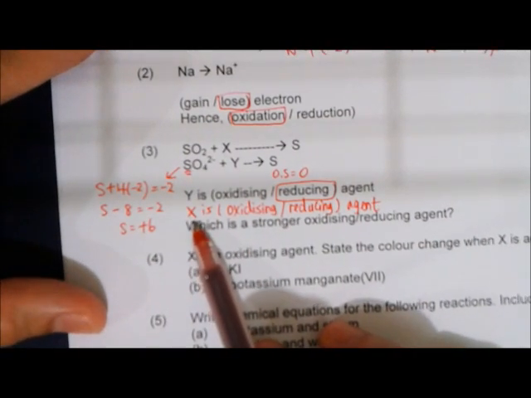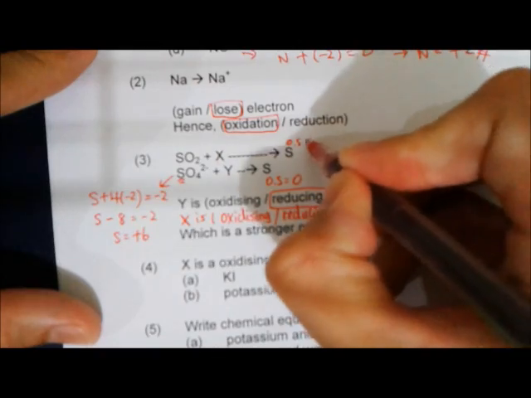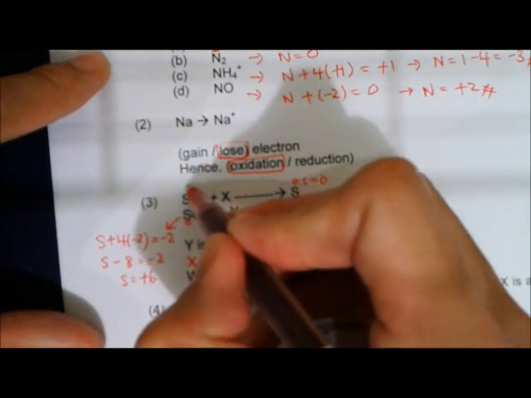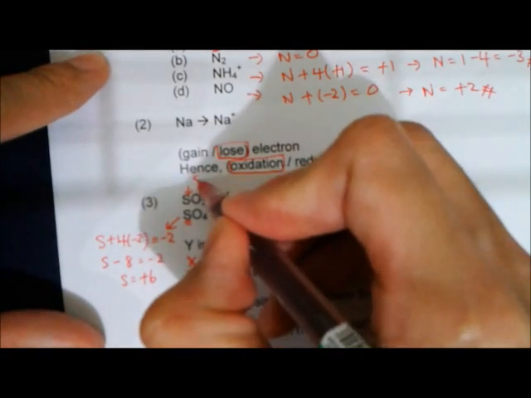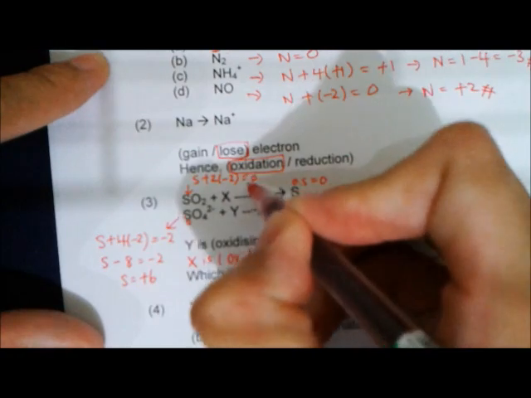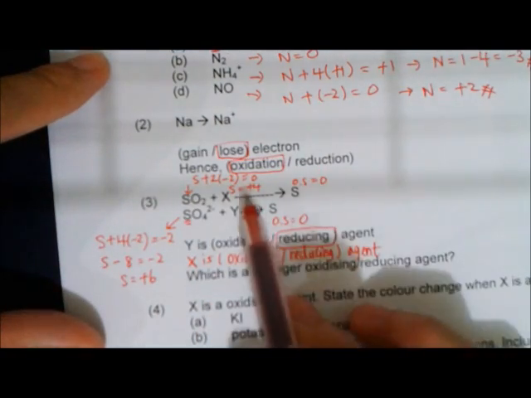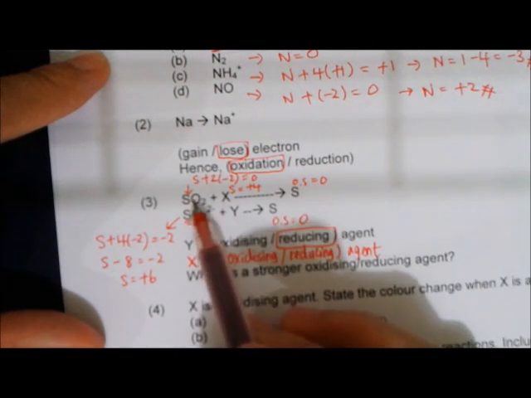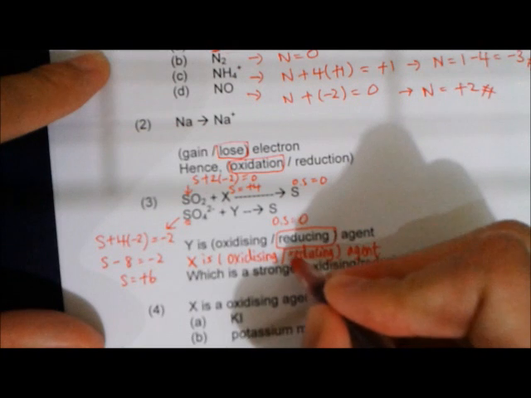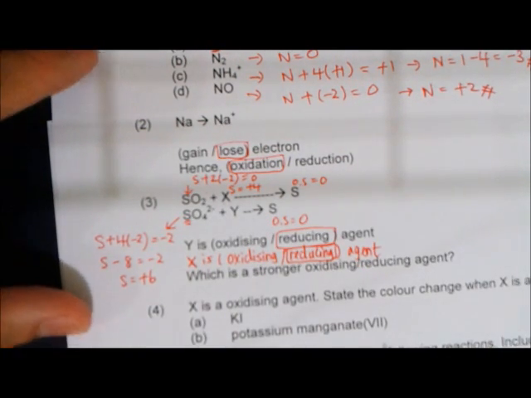How about X? Same thing. Oxidation state 0 for sulfur here. Oxidation state for sulfur in SO2 is how much? S plus 2 minus 2, 0. So S is plus 4. So plus 4 to 0. Again, SO2 is reduced. That means X is a reducing agent. So X and Y are both reducing agent.